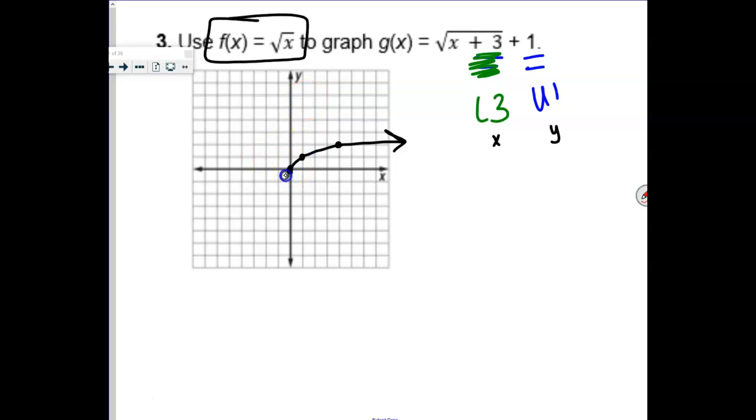All right. Class, all together now. Take your point 0, 0. Shift it left 3 and up 1. Boom. Take your point 1, 1. Shift it left 3 and up 1. Boom. Take your ordered pair 4, 2. Shift it left 3 and up 1. Boom. And then try not to ruin it by graphing an ugly graph.